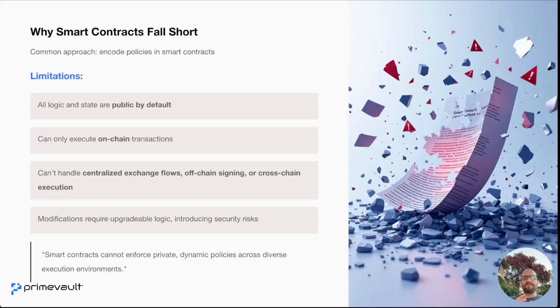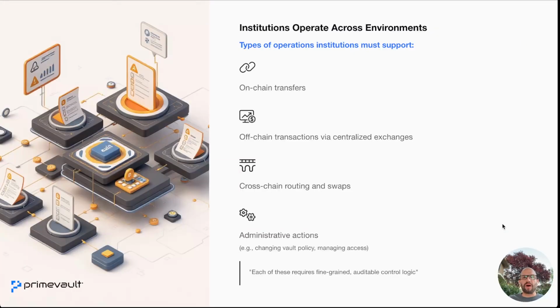But there are some main, really straightforward problems with this strategy. One of the first problems is, of course, that the policy and all its interactions are necessarily public, because all interactions with the smart contract are public. Another problem is that all of the actions that the vault takes are going to be things that can occur on chain, meaning that it's not really possible to do off-chain transactions, like interacting with centralized exchanges or interacting with other chains.